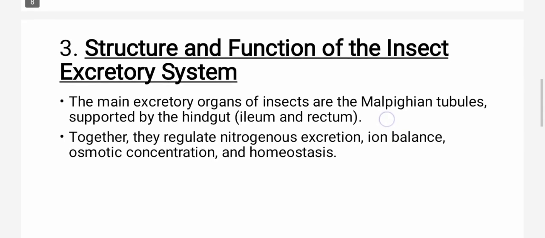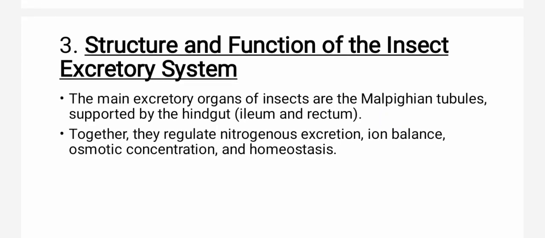Next, the structure and function of the insect excretory system. In the insect excretory system, there are two major parts: the Malpighian tubules and the hindgut. The hindgut also includes the ileum and rectum portions. Together, the Malpighian tubules and the hindgut regulate nitrogenous excretion, ion balance, osmotic concentration, and homeostasis.